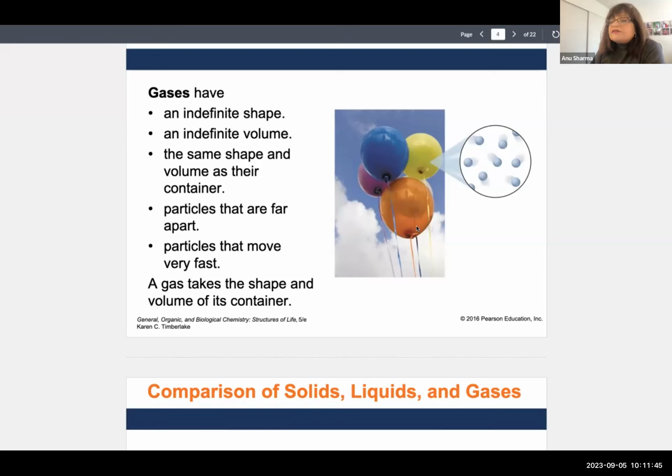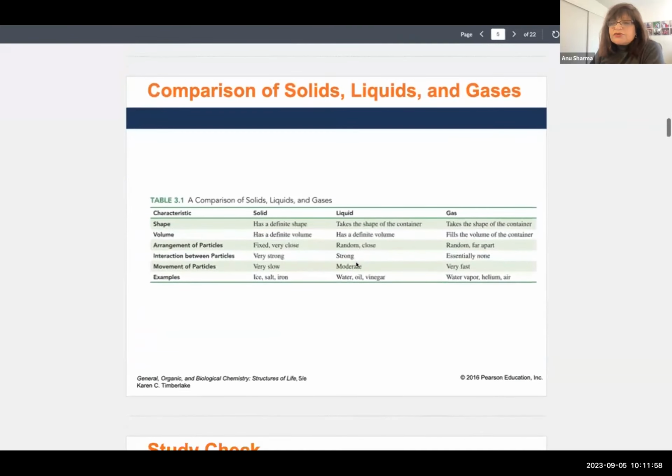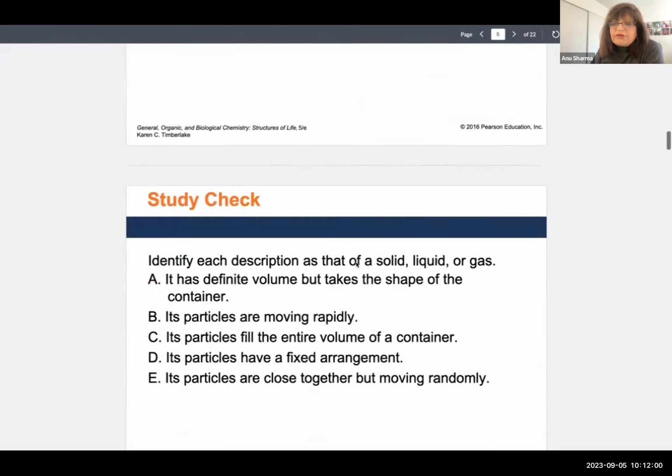So gas particles can be compressed and forced into some kind of container, like I said, a cylinder. Okay, so that's the story with the gases. So that's the table, of course.